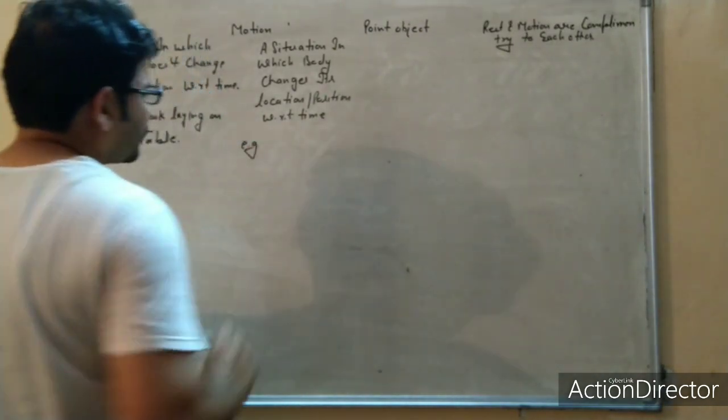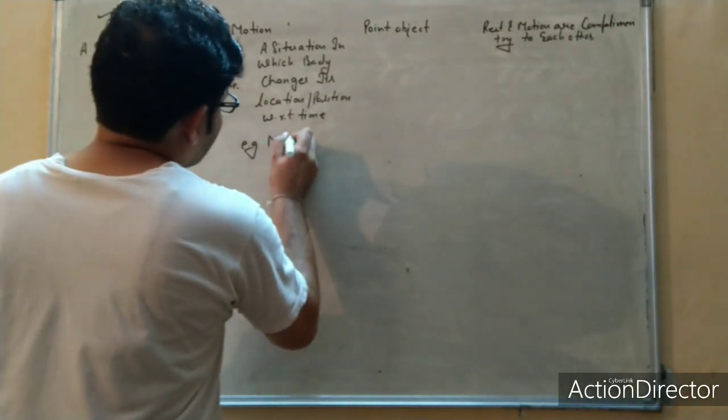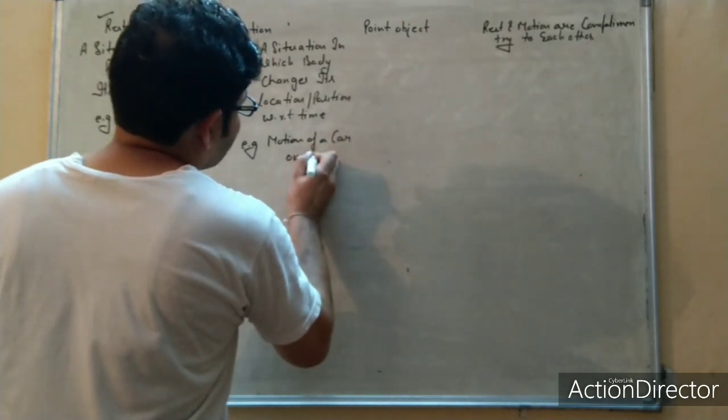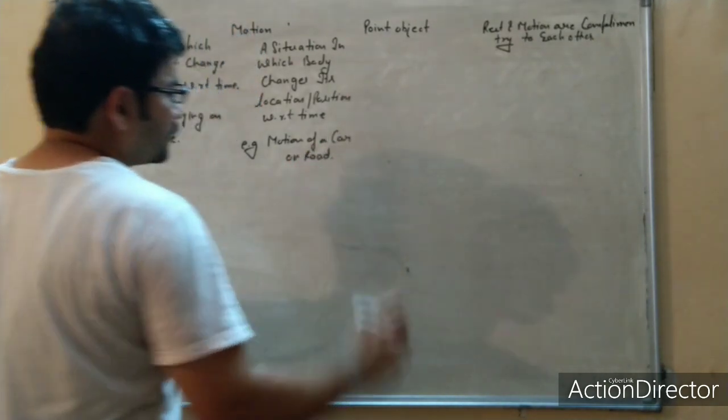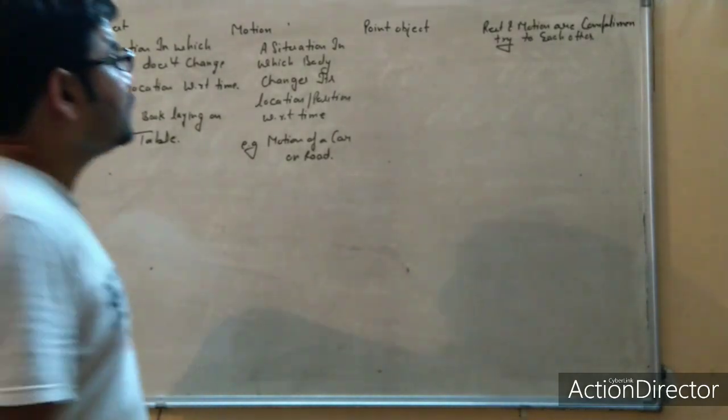Example, motion of a car on road. This is an example of motion. Now what is point object?